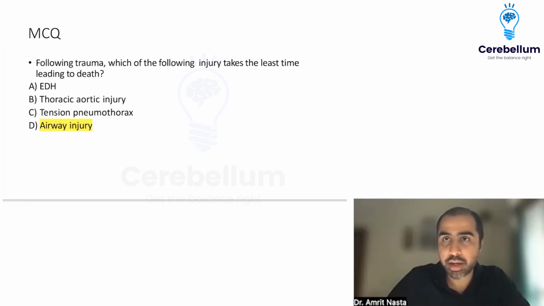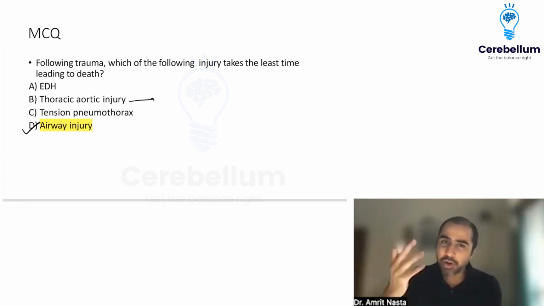Yes, this is how questions will come in the exam, very classical. Following trauma, which injury takes the least time to death? Airway injury. Why is this not the answer? I asked this in class that day. Aorta getting injured does not kill me very fast. How? Aorta does not kill. But how can aorta not kill?